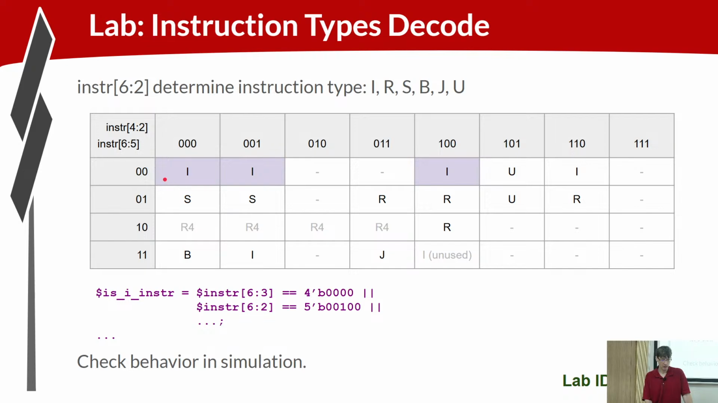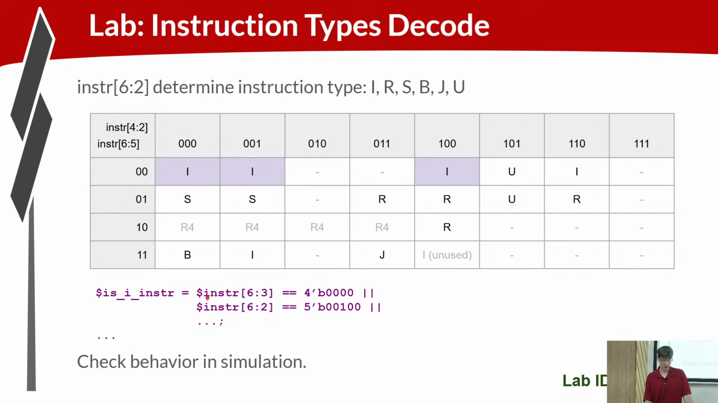So the types that we care about for our CPU, right, we're implementing the base instruction set for RISC-V, RV32I. The black type letters here are part of that base instruction set. The ones in gray are not. We don't need to worry about decoding those.